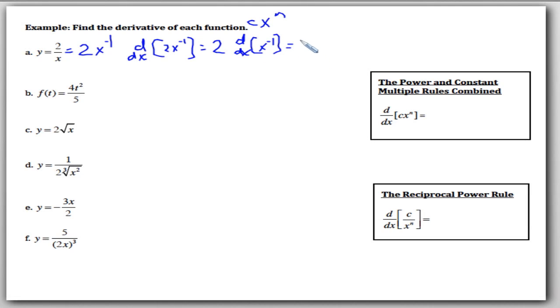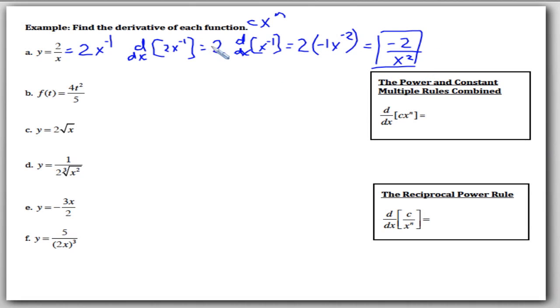So we get 2, and then we're going to apply the power rule here. So negative 1x to the, well, negative 1 minus 1 is negative 2. And then we would just have to clean this up. So 2 times negative 1 is negative 2, and then x to the negative 2 becomes x squared in the denominator.